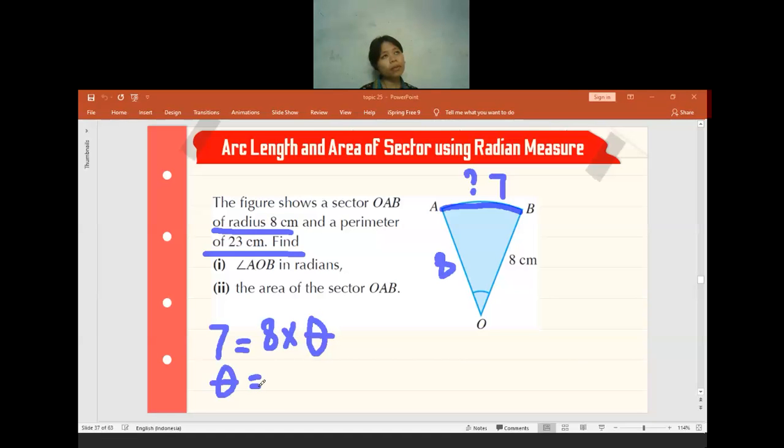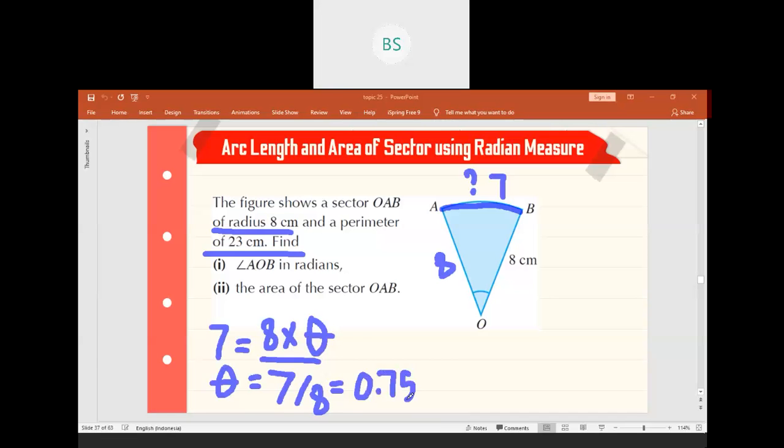8 divided by 7, or 7 divided by 8, or 7 minus 8, or 8 minus 7? Which one? 7 divided by 8. The thing in the denominator is the thing that is stuck together to the thing we are going to find. So 7 divided by 8. How many will it be? 0.875. Is there anyone who got a different answer?